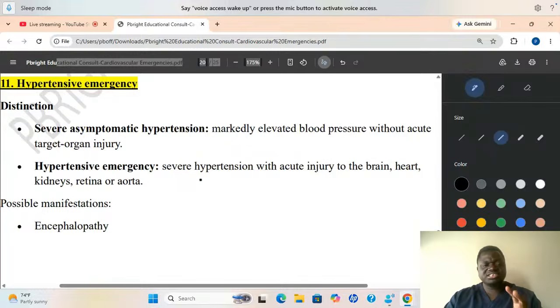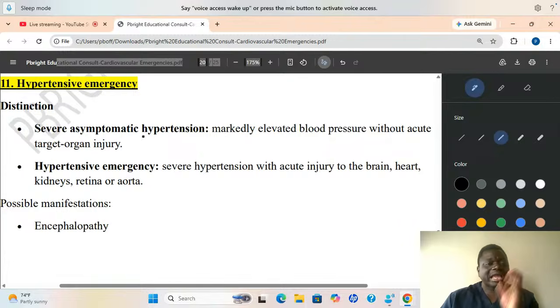Another emergency we can see is what? Hypertensive crisis. A lot of people come to the hospital with hypertension. Always group your hypertension into two.